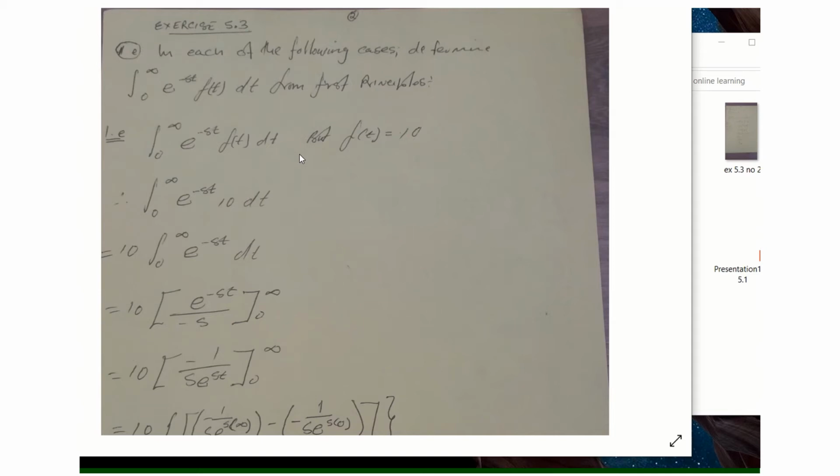Guys, welcome back. It's exercise 5.3. We are dealing with Laplace transform. I've taken the liberty of picking one of the questions there, which is number 1E of the exercise. I will explain how you do this.